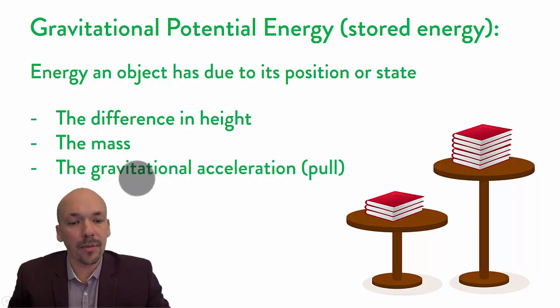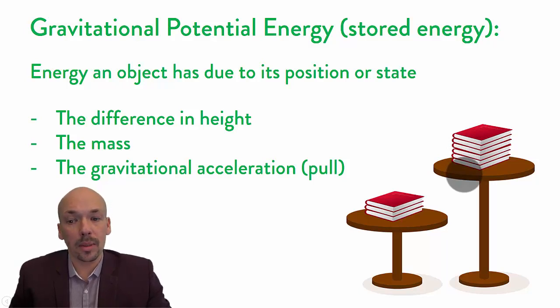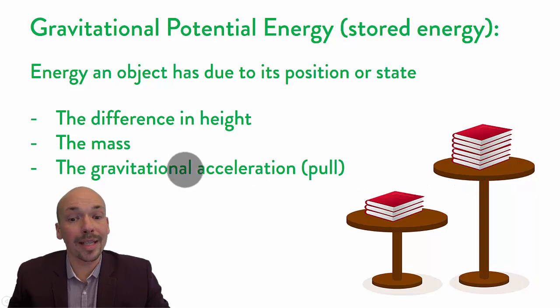And finally, the gravitational acceleration, so the pull. You can imagine if you would be standing on a different planet where the gravitational pull would be less. For instance, if you are on the moon, it will be 1/6 of what we have here on Earth. Then these books will fall a lot slower, so they will hit your toes with a different velocity, so it will hurt a lot less. So also the gravitational acceleration is important for the potential energy.